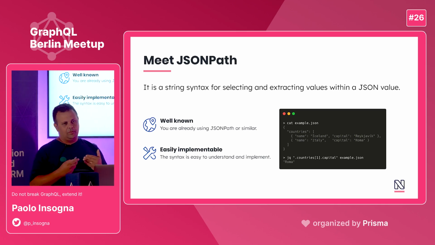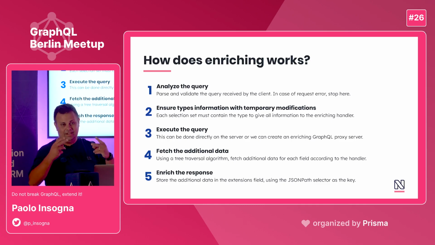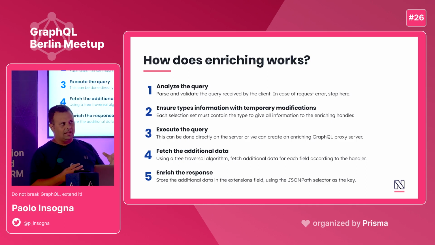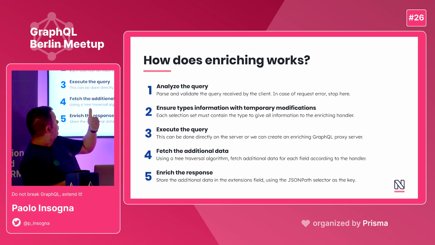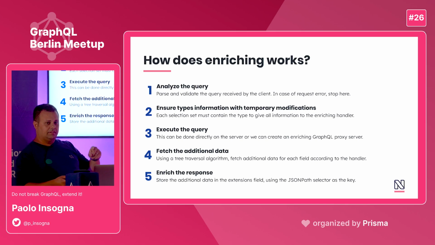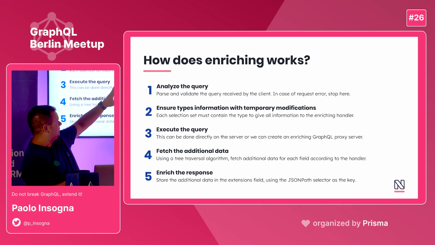Now, finally, I was talking about enriching. Enriching is a technique, a name that I made up, which basically means injecting data in the extensions of the response based on the input query. Now, how does it work? Pretty easy. First, we analyze the query. We parse and validate. If we have a request error, which in case of GraphQL means that the client has sent a malformed query, whether it's bad GraphQL syntax or, let's say, wrong types, wrong selection set, and so forth, we just stop there. We don't care about anything else.